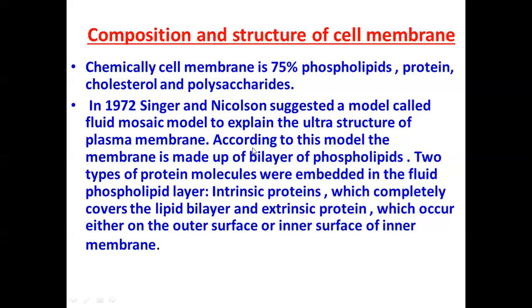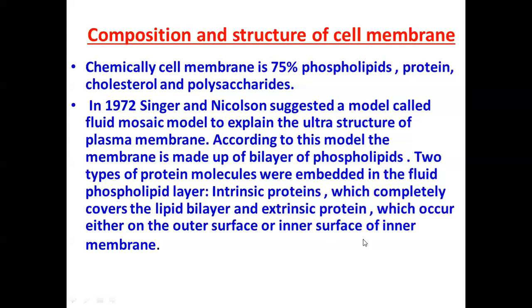According to this model, the membrane is made up of a bilayer of phospholipids. Bilayer means two layers of phospholipids. Two types of protein molecules are embedded in the fluid phospholipid layer. First one is intrinsic protein, which completely spans the lipid bilayer, and second one is extrinsic protein, which occurs either on the outer surface or inner surface of the membrane.